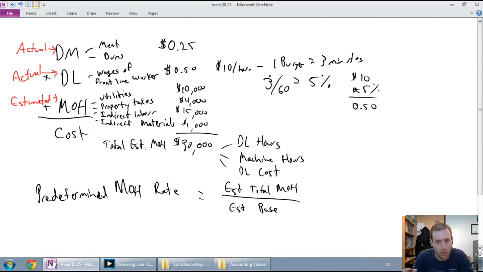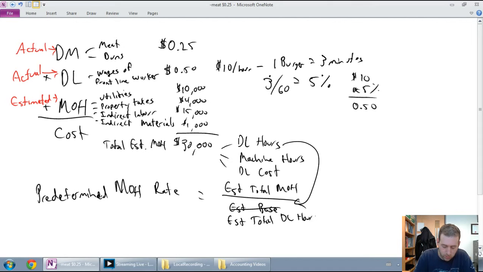I'm going to just make one up. I'm going to say it's labor hours for our company. And the company's management gets to choose whatever, or probably their accountant gets to choose whatever they think is logical. So I'm going to say, okay, our base is the estimated total direct labor hours. Okay, so I've given us our estimated total overhead, $30,000.